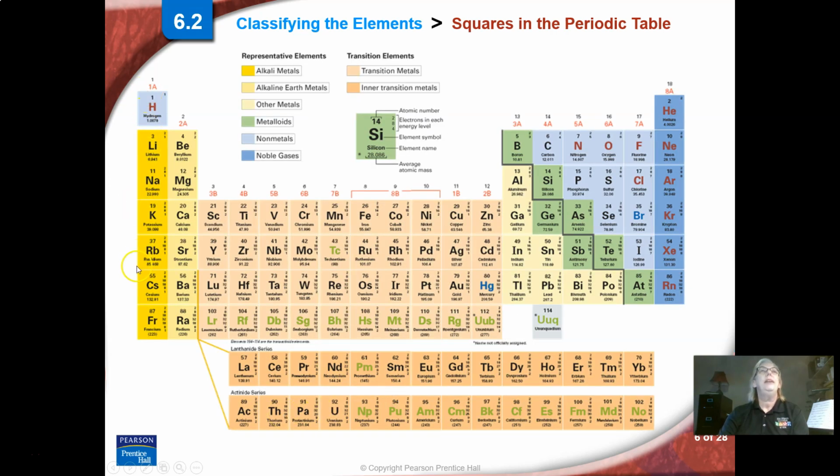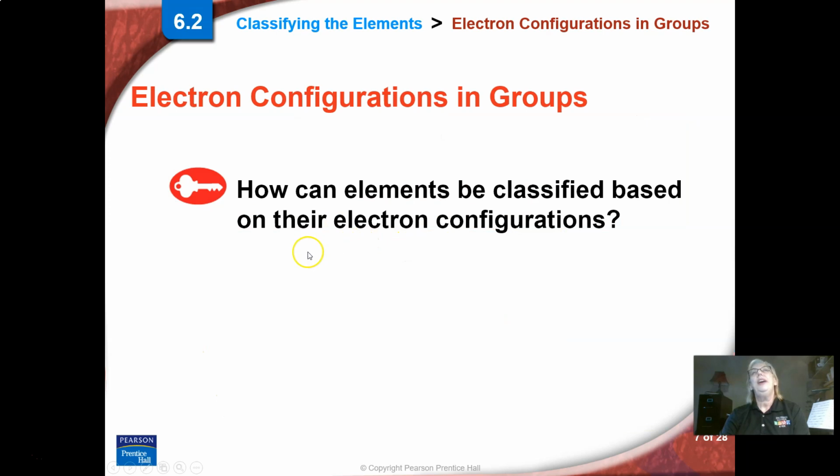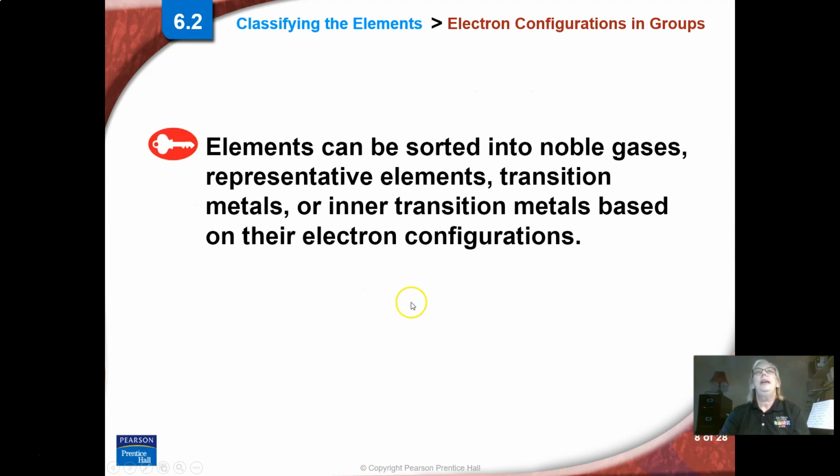So these are the alkali metals. They're these gold guys. Alkaline earth metals are the yellow ones, and then halogens are here in group 7A. So we're going to be able to use the squares on the periodic table to help us. How are we classifying on the periodic table based on electron configurations that we talked about earlier? Elements can be sorted into these different names based on their electron configurations.